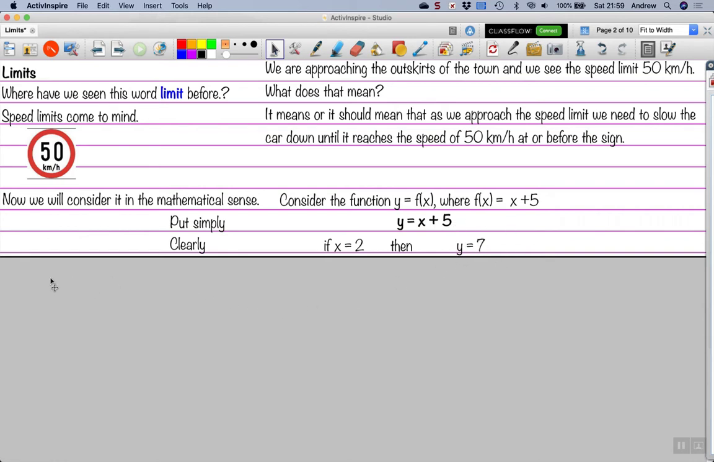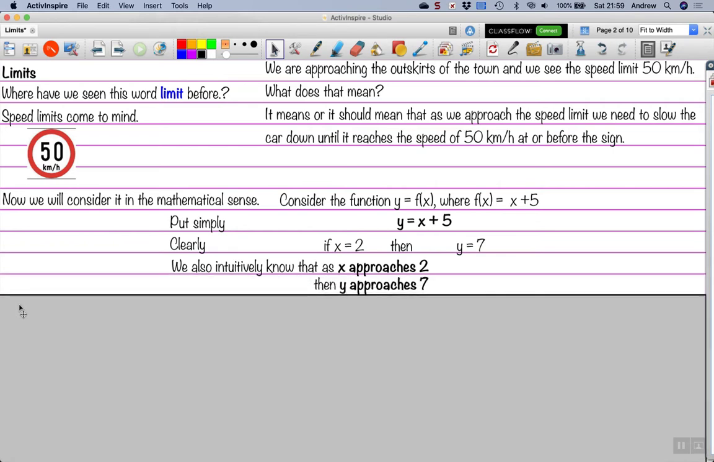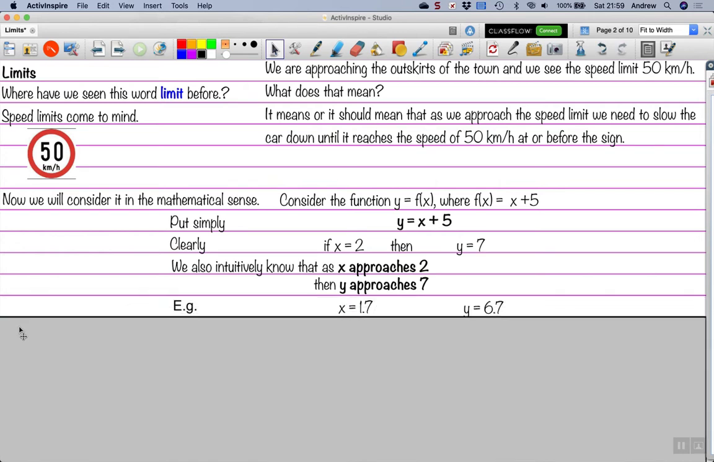Now, what we're going to do is explore the concept of what it means to have a limit, and in the context of this, a limit when x equals 2 of y is equal to 7. We intuitively know from above that as x approaches 2, then y approaches 7. Another expression for that is as x tends to 2, y tends to 7. So different ways of saying the same thing.